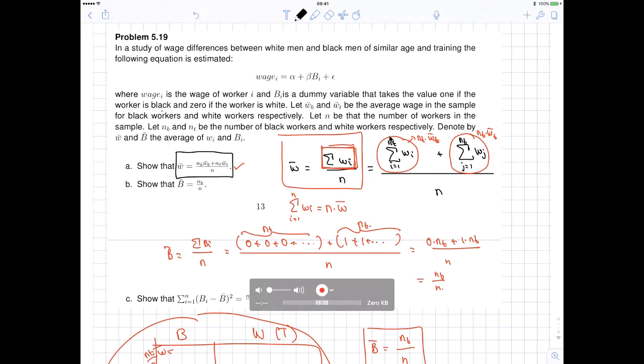So the sum of the white wages can also be written as the average of white wages times the number of white people. And the sum of the black wages can be written as the number of black people times the average wage of those black people. Okay? So the moment you saw that, you'd exactly come up to this conclusion here.